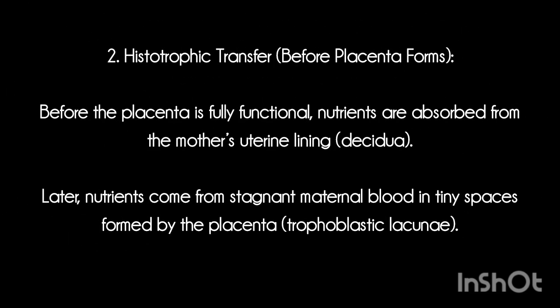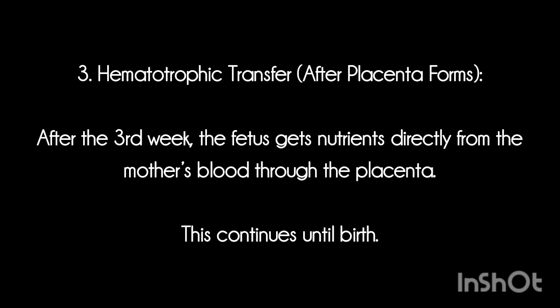2. Histotrophic transfer, before placenta forms. Before the placenta is fully functional, nutrients are absorbed from the mother's uterine lining, the decidua. Later, nutrients come from stagnant maternal blood in tiny spaces formed by the placenta, trophoblastic lacunae. 3. Hematotrophic transfer, after placenta forms.